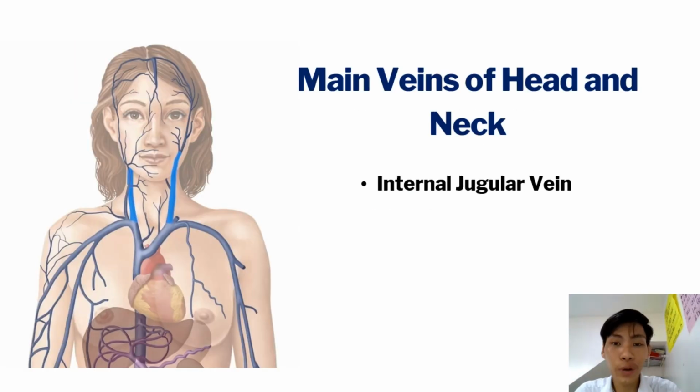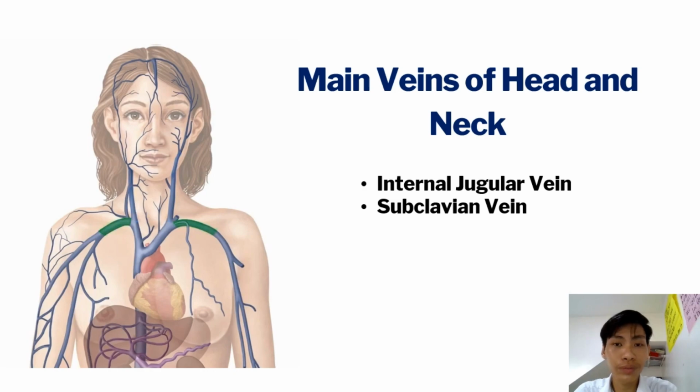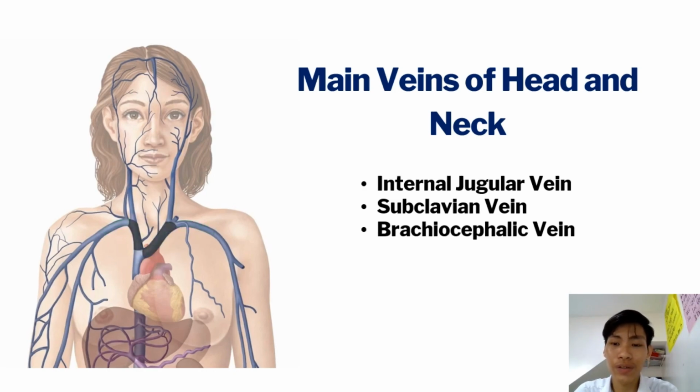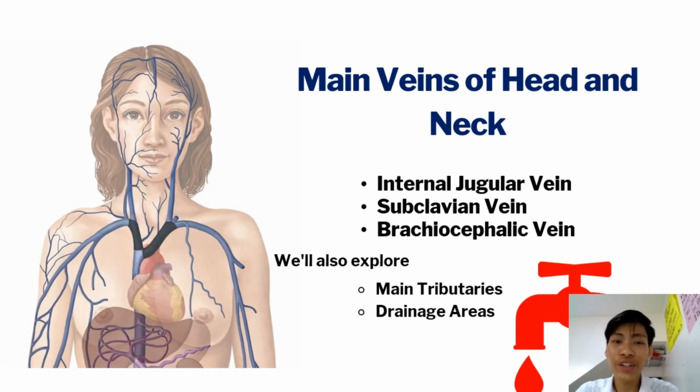Now we are going to talk about the main veins of the head and neck. We have to tackle the internal jugular vein. We also have to take a look at the subclavian vein, and lastly the brachiocephalic vein. We'll then explore the main tributaries of each of these veins, then describe these specific areas and their tributaries.